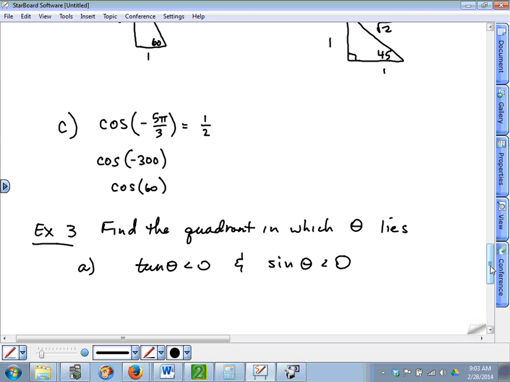Why can't theta be in the first quadrant? Because all of them are positive. All of them are positive in the first quadrant. It can't be in the second quadrant because their sine would be positive. It can't be in the third quadrant because their tangent would be positive. So this has to be theta is in quadrant 4.